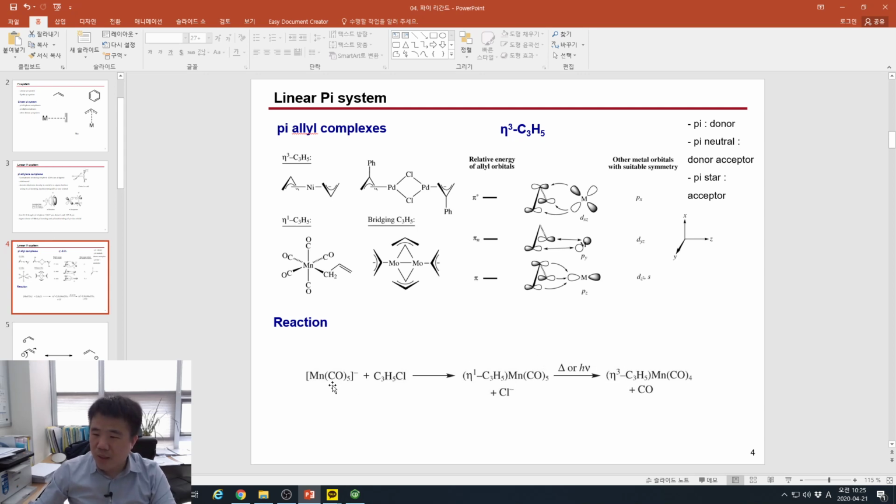You can calculate the electron count from this. Okay, do you understand? But I will not calculate electron counts anymore in class. But you can do that.